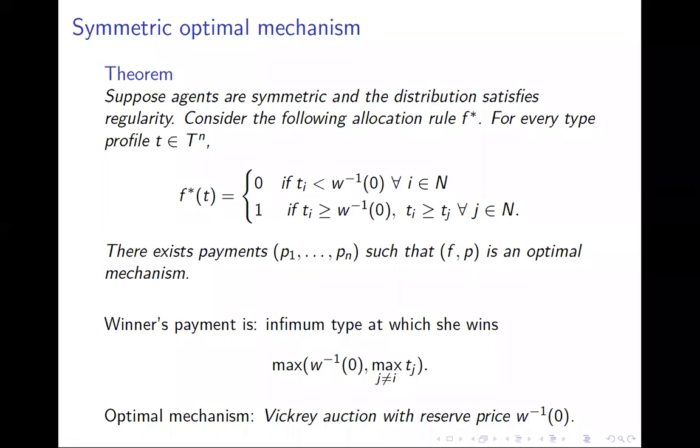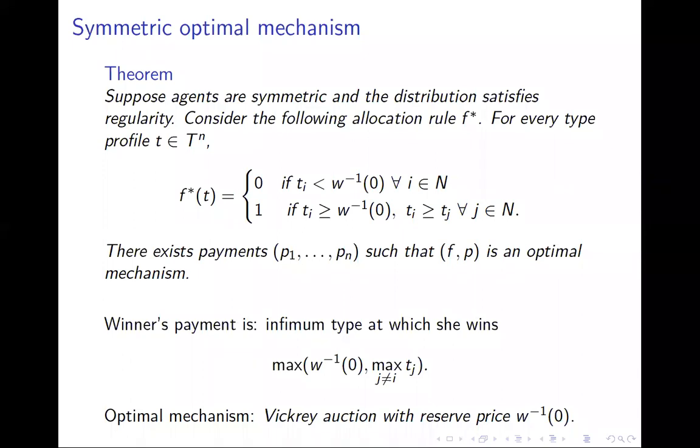So it boosts up the revenue, just like in the one agent case. If we didn't have a reserve price, then we'd sell the object all the time and collect zero revenue. So the choice of W inverse 0 chooses this reserve price optimally.